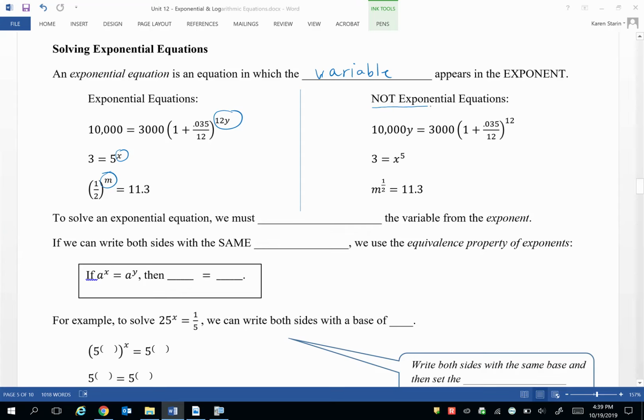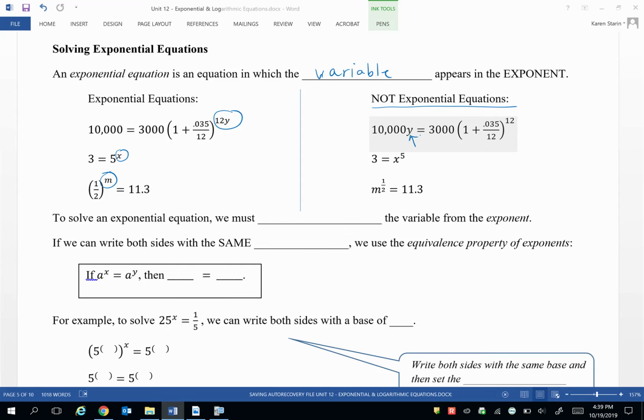These are examples that are not exponential equations. Y here on the left is nowhere in an exponent. It's just a factor on the left. So 10,000y equals 3,000 times the quantity 1 plus 0.035 over 12 to the 12th power is not an exponential equation. 3 equals x to the 5th. X is the base. X is not a variable that's in the exponent. It's in the base. M to the 1/2 power equals 11.3. M is again the base.